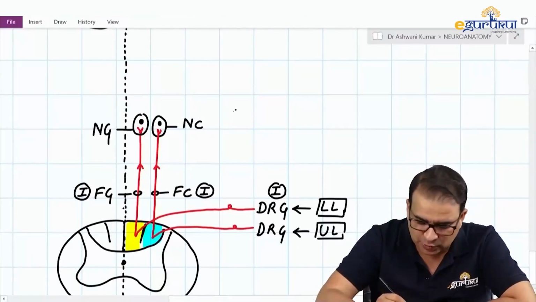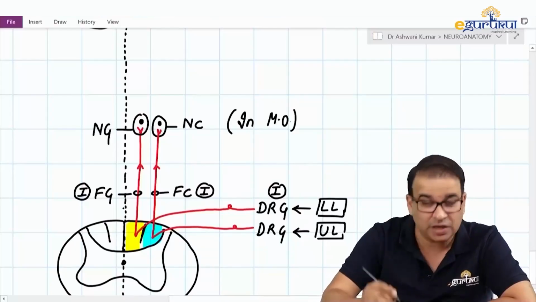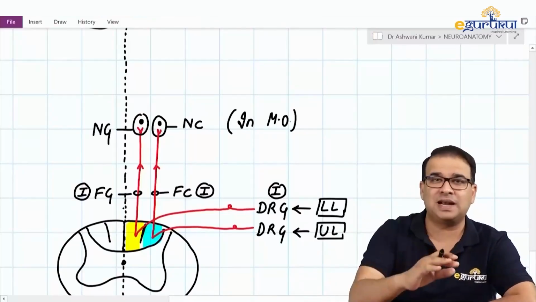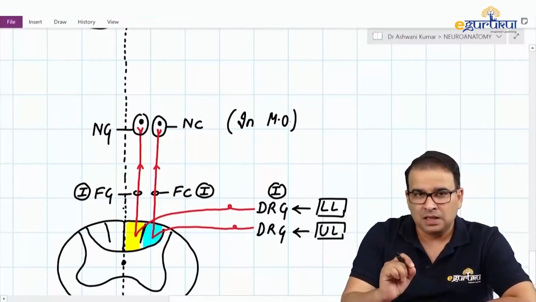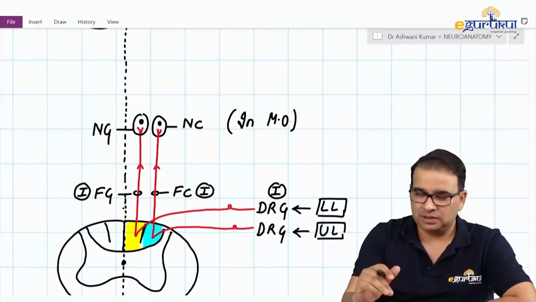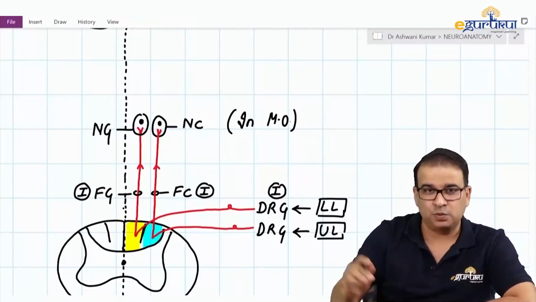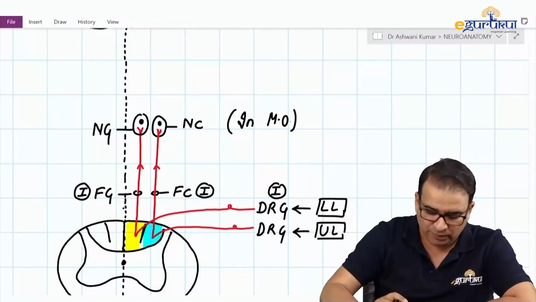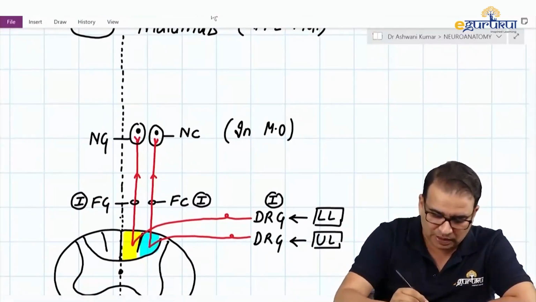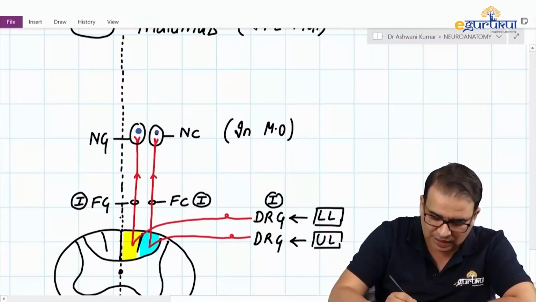Where are nucleus gracilis and cuneatus? They are present in the medulla oblongata. See, locations are very important. Then only you will understand the decussation. So once the first order neuron relays in the nucleus gracilis and cuneatus, which is in the medulla oblongata, from there the second order neuron will begin. Now look at this. The second order neuron will begin, and we know the property: second order neurons can decussate.